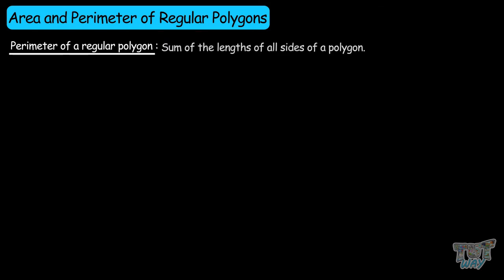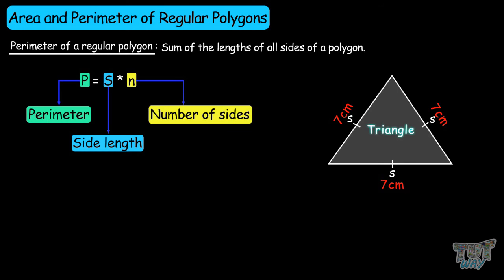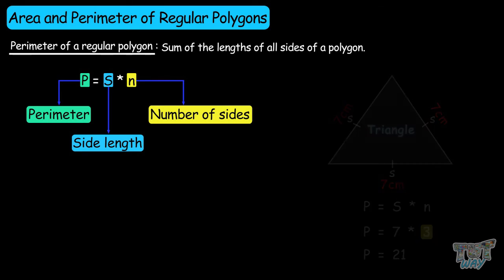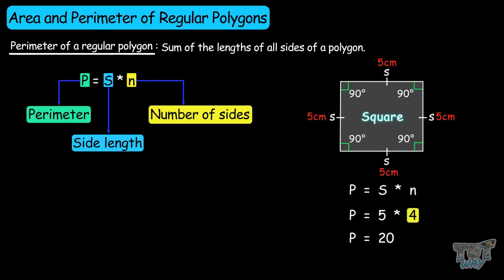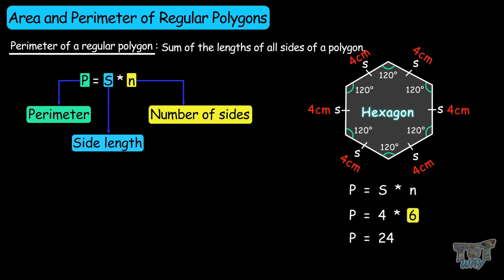Now let's see how we find the perimeter and area of a regular polygon. Finding the perimeter is always easy. It is just the sum of the length of all the sides of a polygon. In the case of a regular polygon, it is very easy. Multiply the length of one side with the number of sides, n. So, in the case of a triangle, you will multiply the length of the side with 3. In the case of a square, you will multiply with 4. In the case of a pentagon, you will multiply the length with 5. Similarly, in a hexagon, you will multiply with 6.